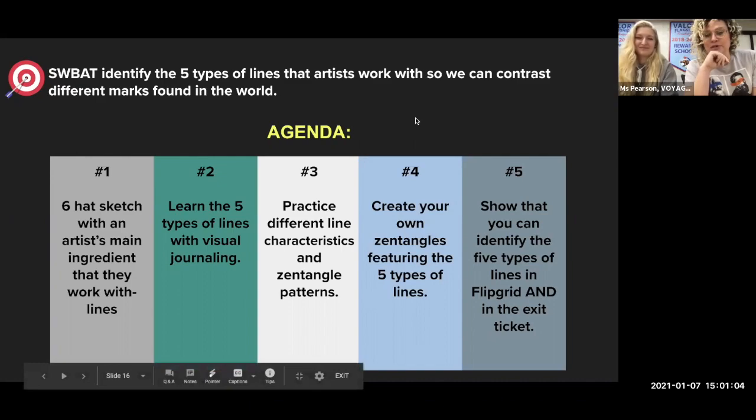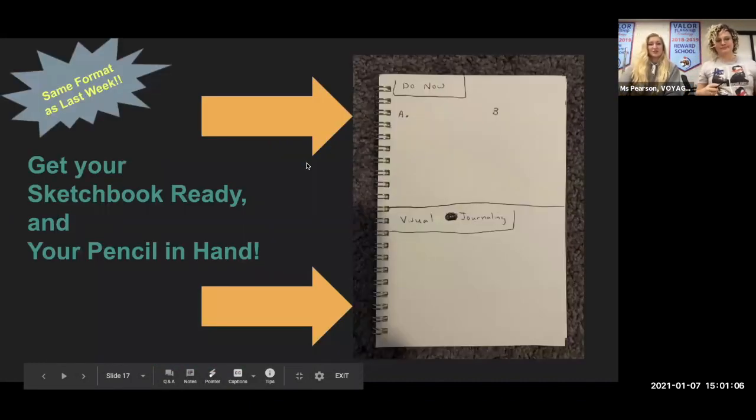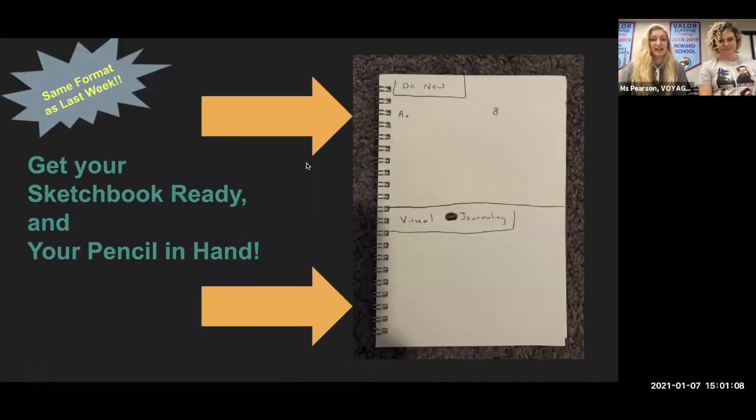What's up next, Miss Pearson? All right, so you guys know what to do. This is the same format as last week. You are going to get your sketchbook in hand. Hopefully by now you have gotten your sketchbook. At least for 5th graders, you have picked up your supplies. This brown beautiful thing is your sketchbook, in case you didn't know.